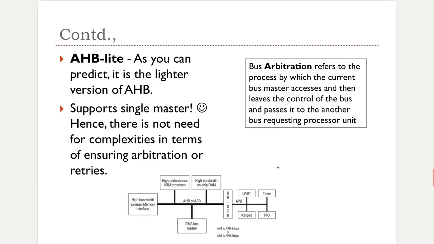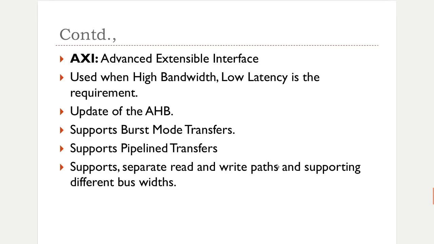Very simple. Now AHB Lite. What is AHB Lite? It is the next version, an advanced version of AHB. This supports a single master setup and there are no complexities, and when there is only a single master, there is no need for arbitration. What is arbitration? Very simple. When there are multiple masters, the bus control has to be frequently changed from one master to another, and that has to be done carefully and meticulously. We call it bus arbitration. And since it is only a one master bus, we do not have to worry much about bus arbitration.